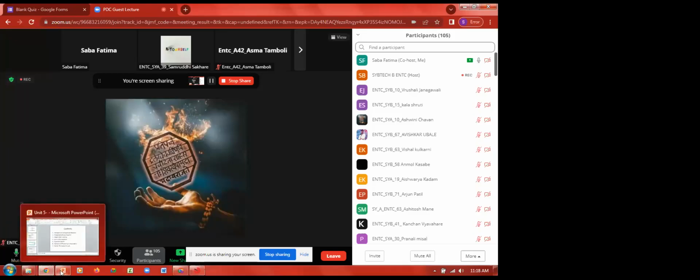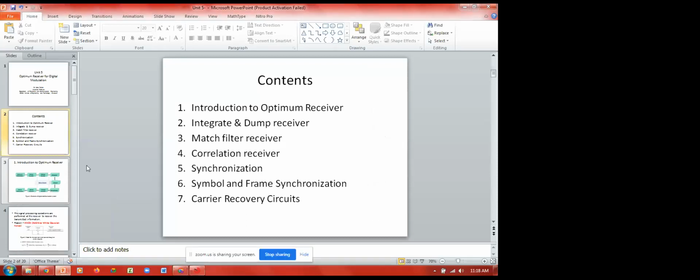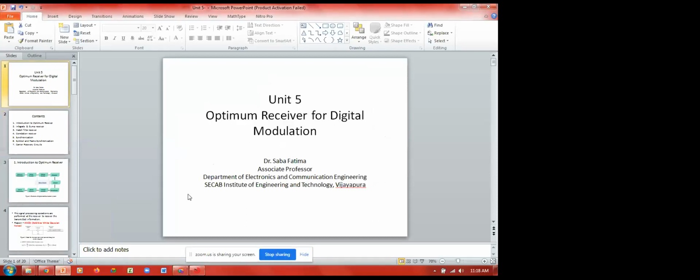So in this particular chapter, you will be studying the circuitry or the block diagrams which are completely related to your receiving channel. How are you going to identify the correct message signal at the receiver end? What is the process? That is what we will be checking.